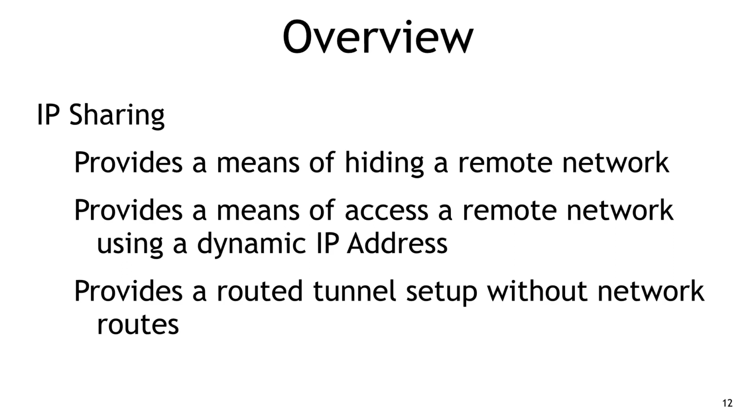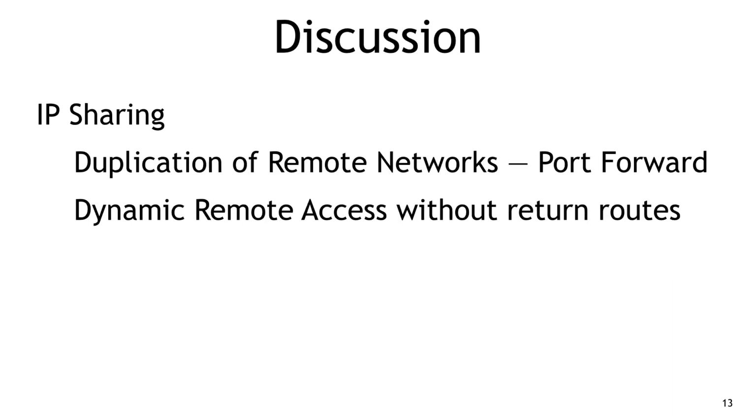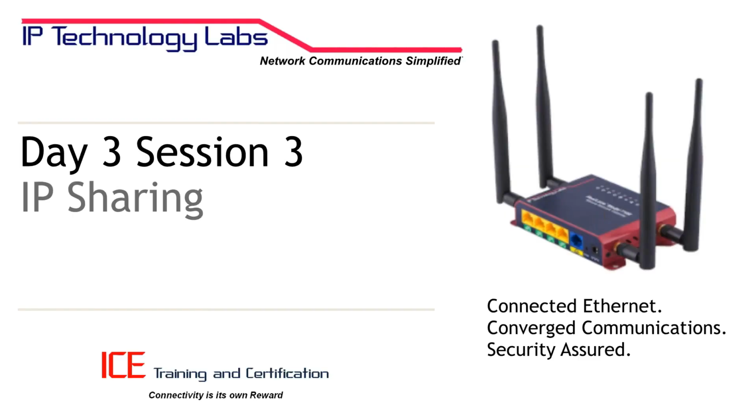So we're getting a routed tunnel set up without setting up any routes on the server side, or really any routing on the client side. So when we do duplicate remote networks, like we talked about, we can set up port forwarding rules to allow us to go back through the network into the local device.